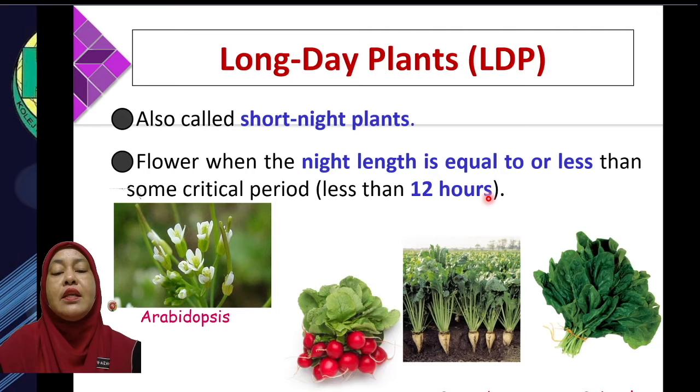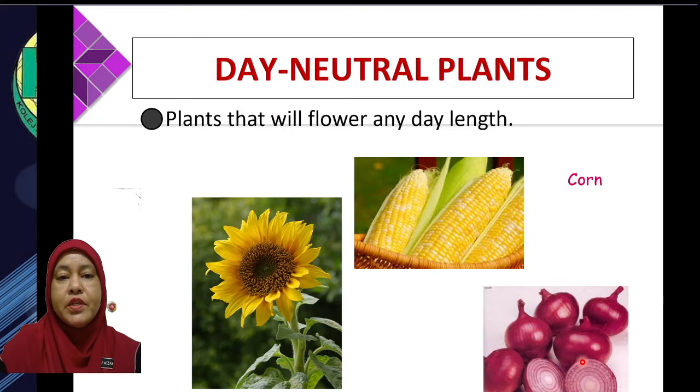The long day plants are also known as short night plants. Short night plants flower when the night length is equal to or less than some critical period, meaning let's say less than 12 hours. These are the examples of long day plants: Arabidopsis, radish, sugar beet, and spinach.